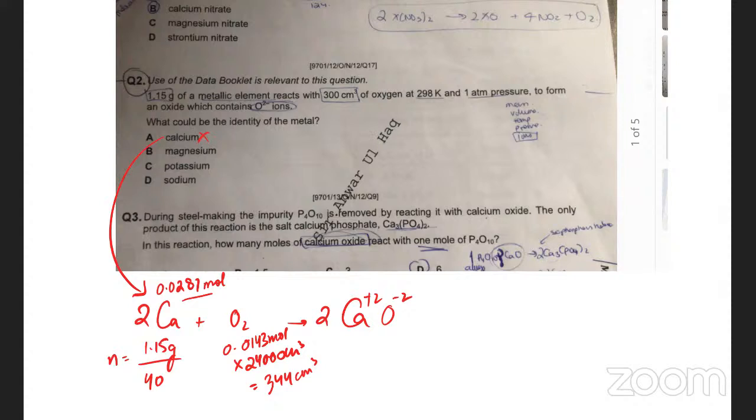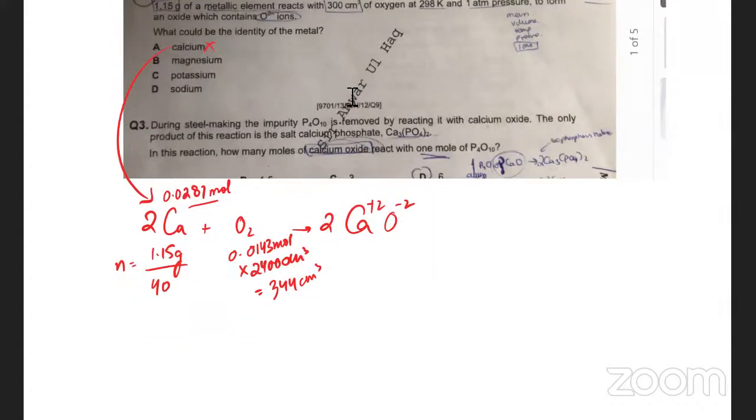Now the problem with this question is that you would have to try each option one by one, and then figure out which one reacts with 300 cm³. That's the question. So the answer for this one is actually, I think it's D.